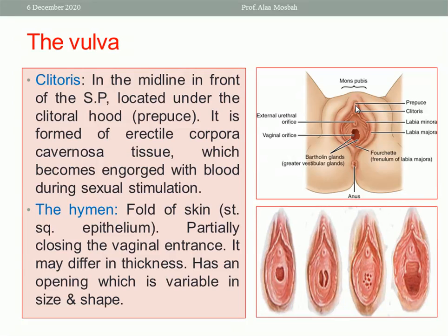Okay, the hymen. Here you can see the hymen with different shapes and sizes, variable in size and shape. It is an opening inside a skin fold formed of stratified squamous epithelium. The hymen differs in its thickness between females, and it partially closes the vaginal entrance.